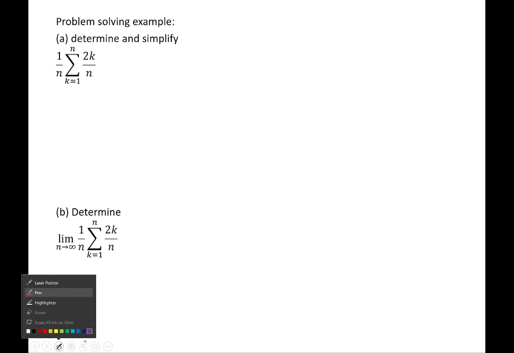So this question in part A asks us to determine and simplify 1 over n multiplied by the sum from k equals 1 to n of 2k over n. So I'm going to do a few things. First thing is just to make a comment that k is the variable. And everything else is a constant.